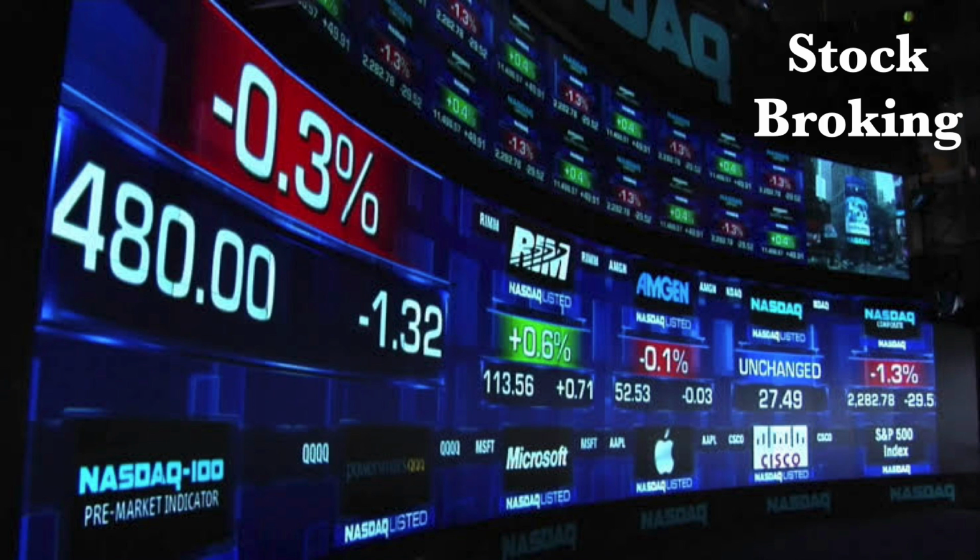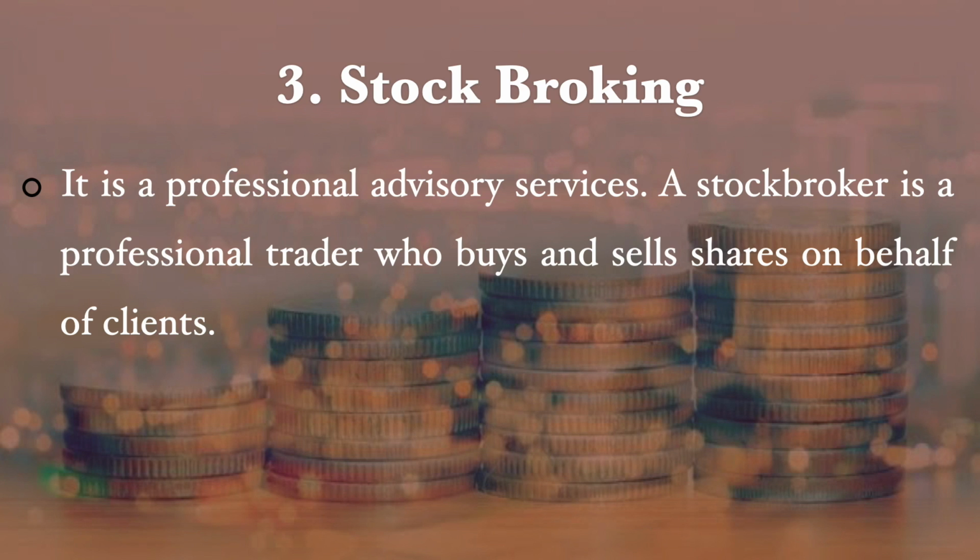You have heard about Bangalore Stock Exchange or Bombay Stock Exchange, right? National Stock Exchange, etc. So we're going to study about that. What is stock broking? It is a professional advisory service. A stock broker is a professional trader who buys and sells shares on behalf of clients.